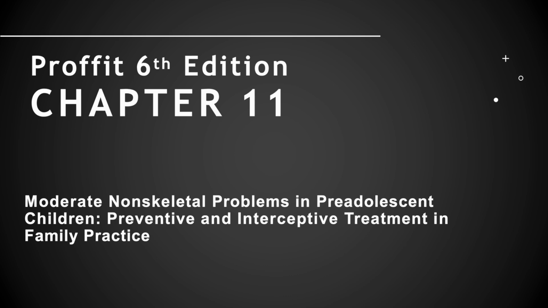Today we're going to be doing a chapter review on chapter 11 of Dr. Proffit's book. This chapter talks about moderate non-skeletal problems in pre-adolescent children. So we're going to be taking a deeper dive into the subject. In this PowerPoint I have highlighted what I think are the most important parts of the chapter, so it doesn't cover everything, but it will cover what I think are the most important points. So it's a summarized idea of chapter 11.